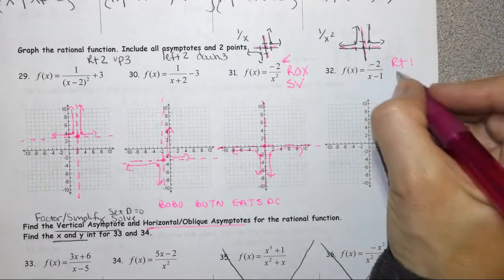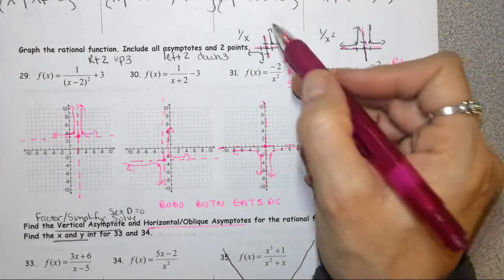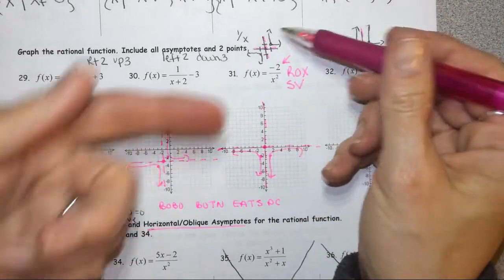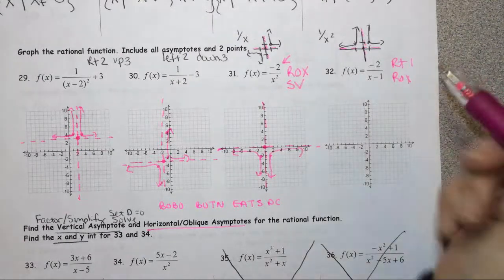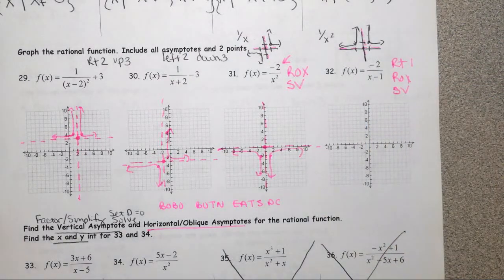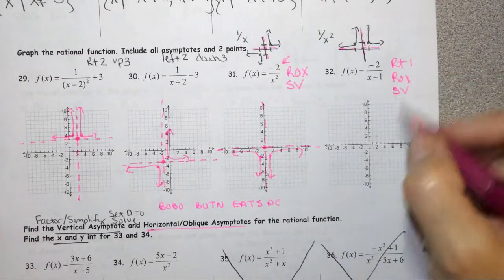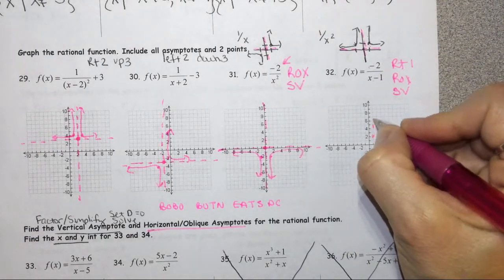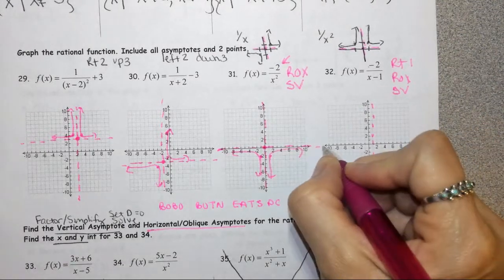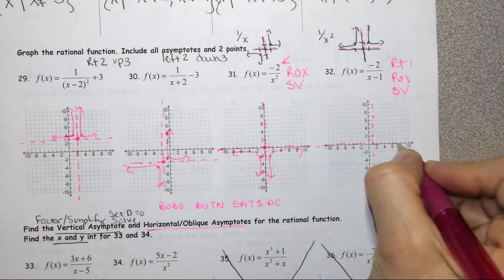On top, there's a negative, so it's going to reflect. So the right side used to be on the top, and the left side used to be on the bottom, and they're going to flip sides, okay? And there's also a vertical stretch of 2. So the only asymptote that moves is I'm going to go right 1. The horizontal one stays right here where it was.